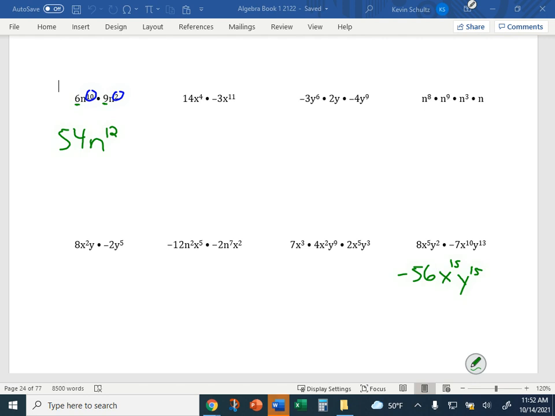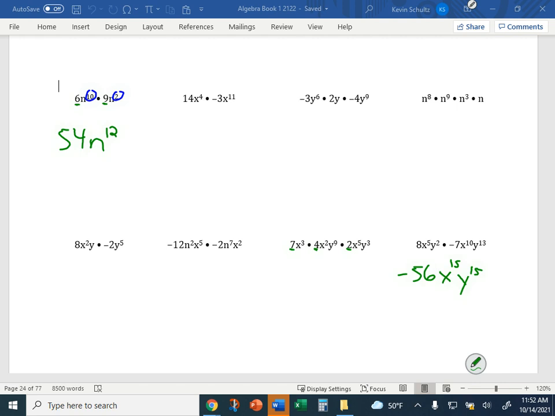Any others? Yvonne? Third one, third row. 7x cubed times 4x squared y to the 9th times 2x to the 5th y cubed. So in this case, we have 3 terms, right? So we have the potential for 3 coefficients, which we actually have. We've got a coefficient of 7, a coefficient of 4, and a coefficient of 2. All 3 of them get multiplied, so you can do it in any order. 7 times 4 times 2, 2 times 4 times 7, 7 times 2 times 4. It doesn't make a difference.